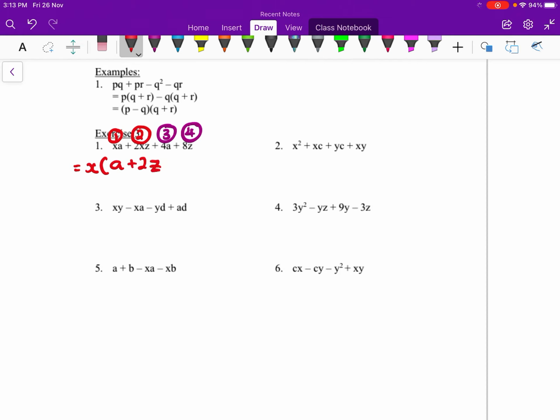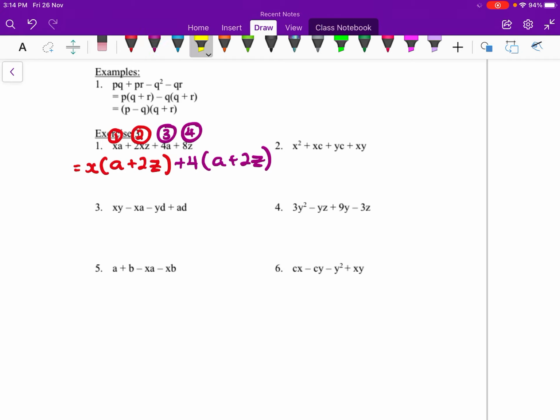Bracket. Now I look at the third and the fourth term. Just looking at the third and the fourth term, don't look at the first and the second because I already factorized them. There's no alphabet for me to factorize, but there is something else, the number. So I should factorize out the number. So plus 4, then bracket a plus 2z, bracket. Now I did my first factorization.